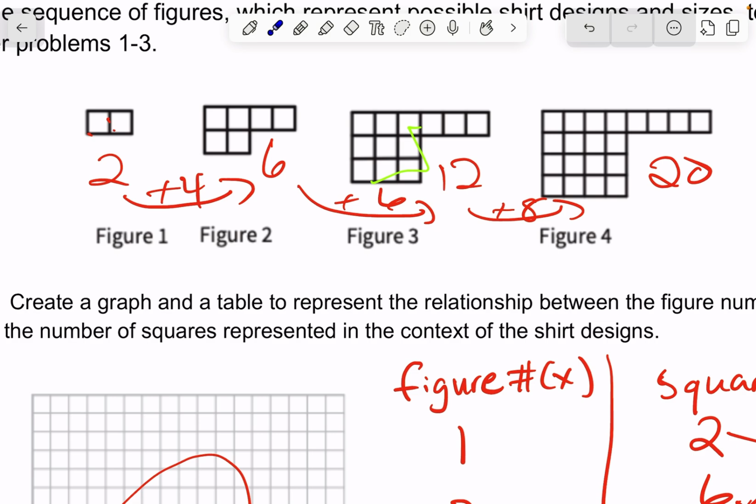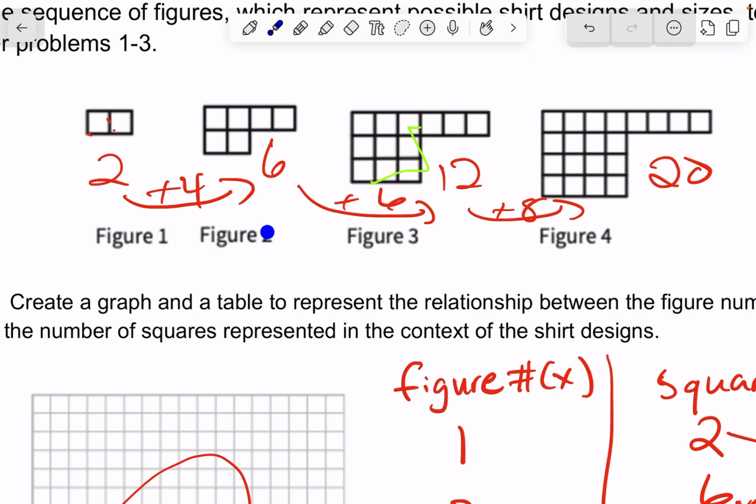Let's look at, for example, figure 3. See what's happening here. We are adding a row and adding a column. And surprise, surprise, that's 3. It matches up with our figure number. Here we have figure 4. We're adding a row and a column. So we can describe this design as a growing corner, like n times n, with x being your figure number.